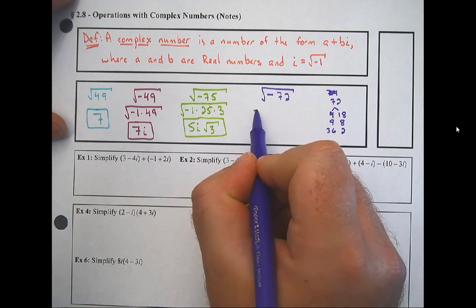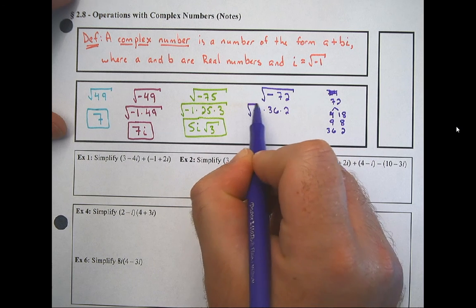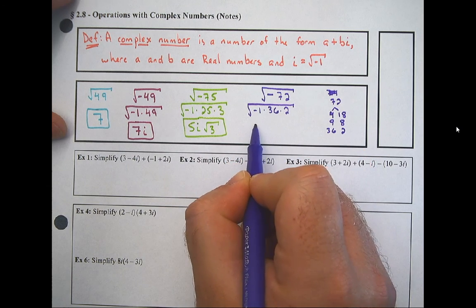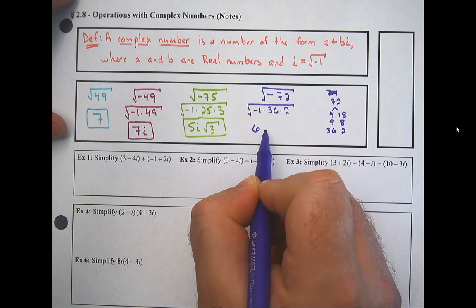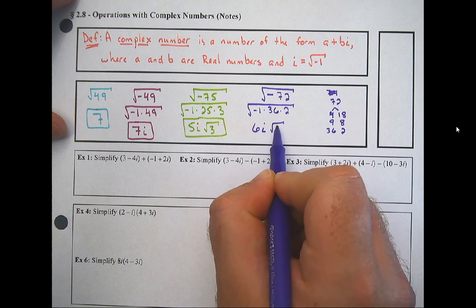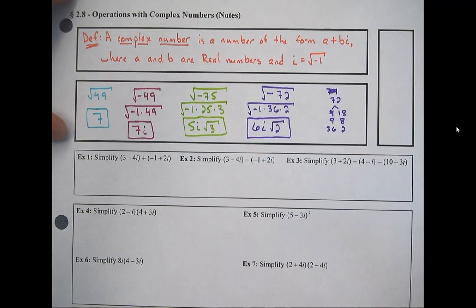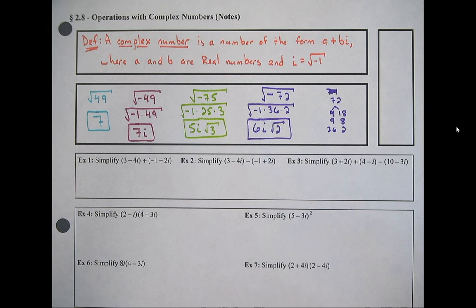So I'm going to break this up into negative 1, 36, and 2. Take out the nicest piece first. The square root of 36 is 6. The square root of negative 1 we have defined to be i. And 2 is not square rootable, nor can it be broken into something that's square rootable. So this is the best we can do. All right, so that's kind of the introduction on how i's work.